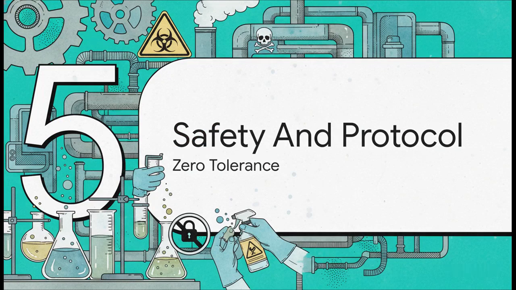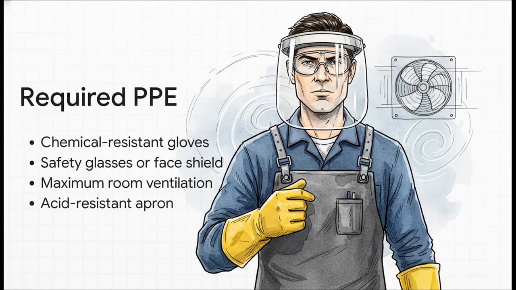Section 5. Safety and Protocol. We are dealing with volatile industrial forces here, and our safety standards are absolute zero tolerance. Before you even think about uncapping industrial-grade acids, your personal protective equipment must be completely locked in. Chemical-resistant gloves, safety glasses, or a full face shield, and maximum room ventilation, those are the absolute bare minimum baseline. If you're stepping up to handle high concentrations of hydrochloric acid, an acid-resistant apron is also totally mandatory, no exceptions.